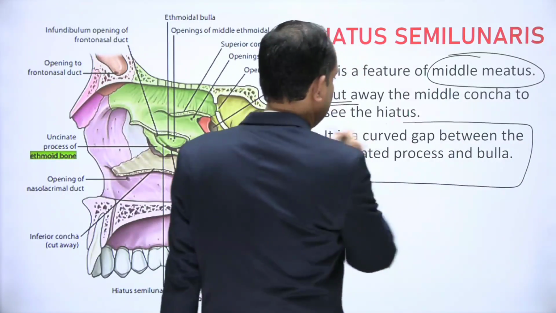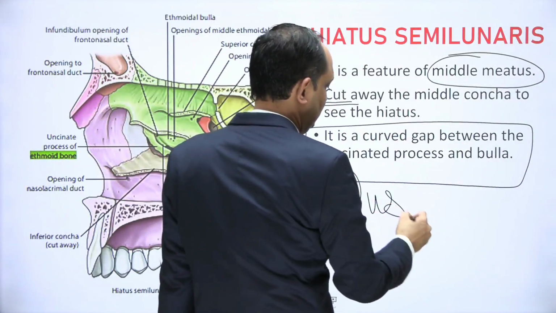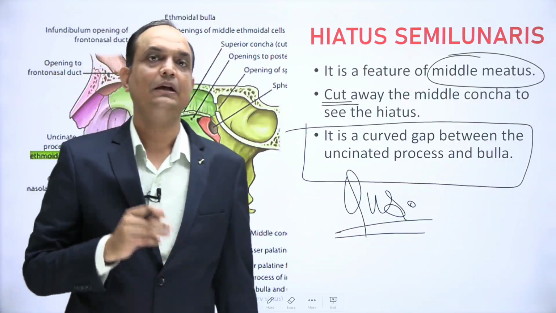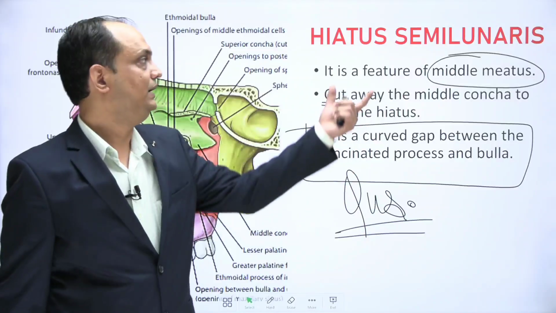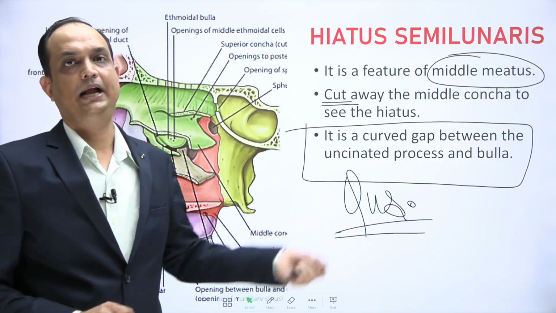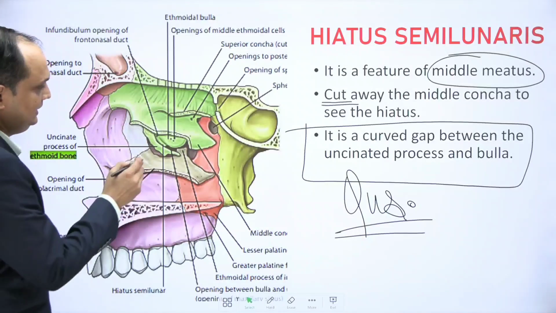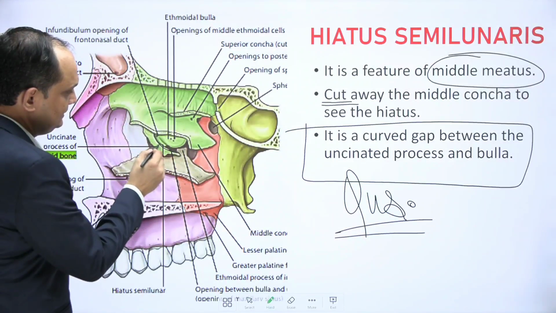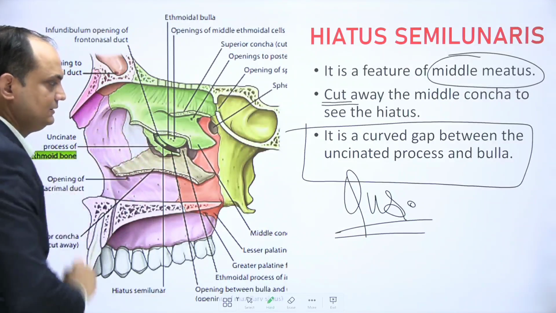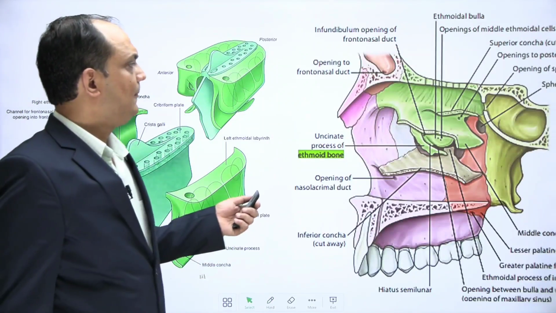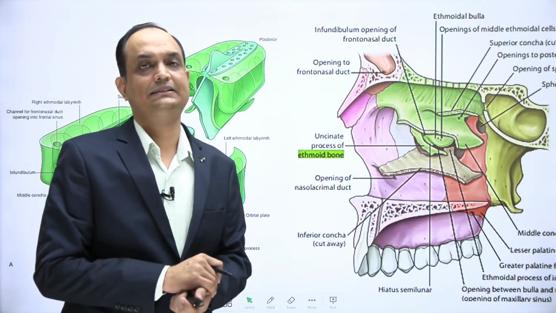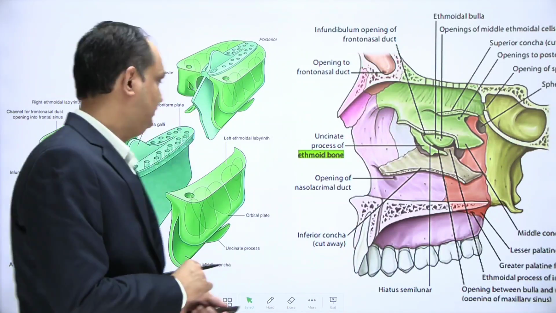So, this is your question for the exam. What is the hiatus semilunaris? The hiatus semilunaris is a gap in the lateral wall of the nose in the middle meatus, and it lies between the ethmoidal bulla and the uncinate process. So, here you can see this is the gap, and this gap is known as the hiatus semilunaris. Clear?